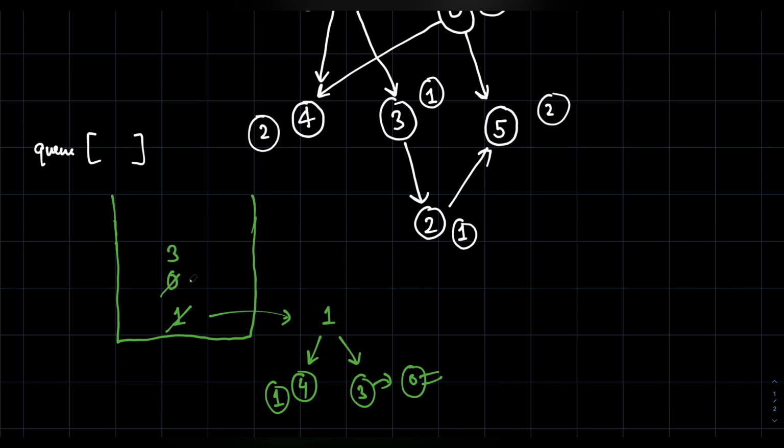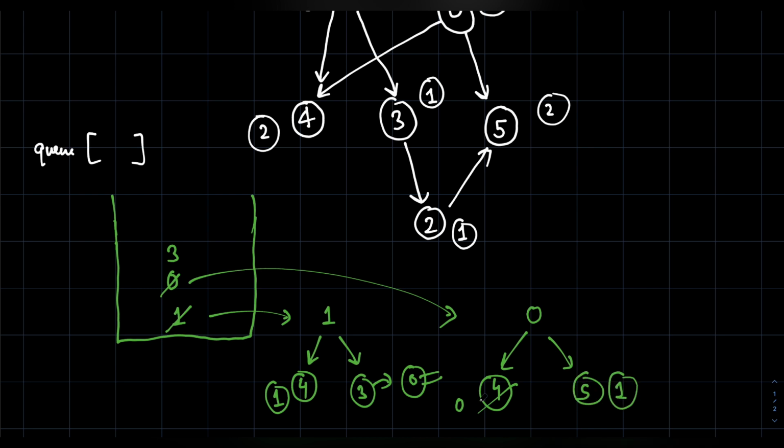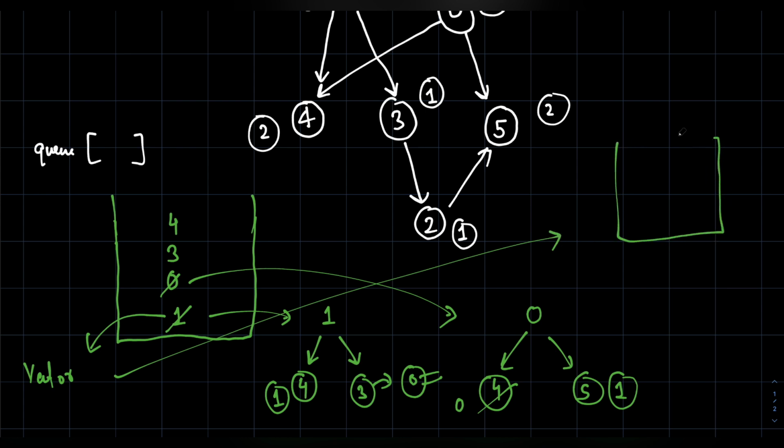Similarly, I have to look for 0. Now for 0, the children are 4 and 5. So 4, the in degree is 1, now it's going to be 0. And for 5, in degree is 2, now it's going to be 1. Then I'll push this 4 inside the queue. And I keep on storing these nodes in a vector, as you can see here. So this is 1 and this is 0. Now for 3.